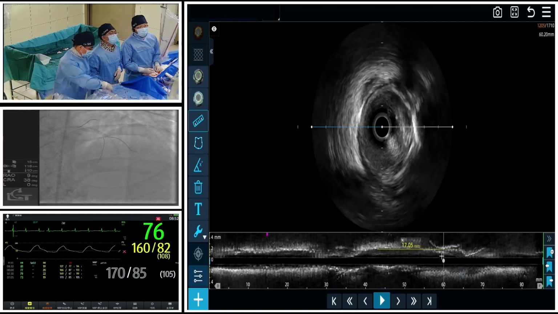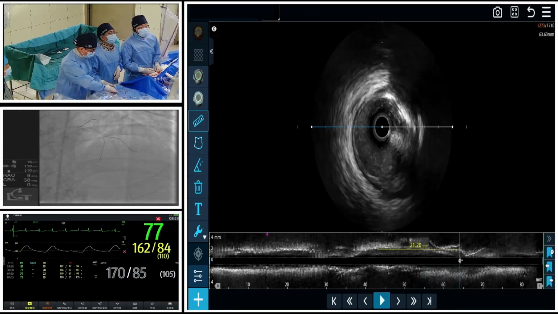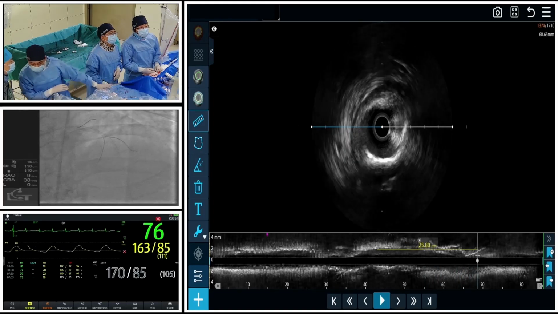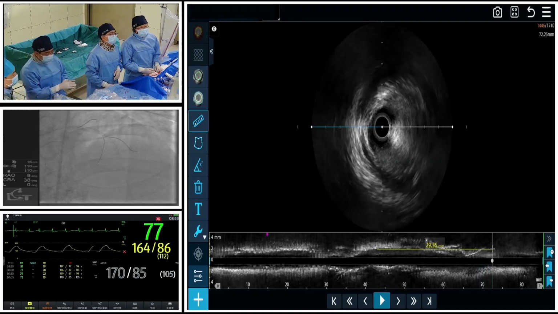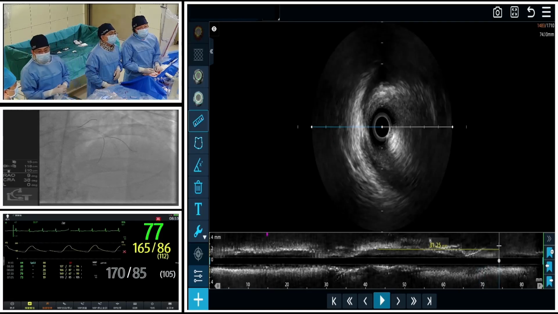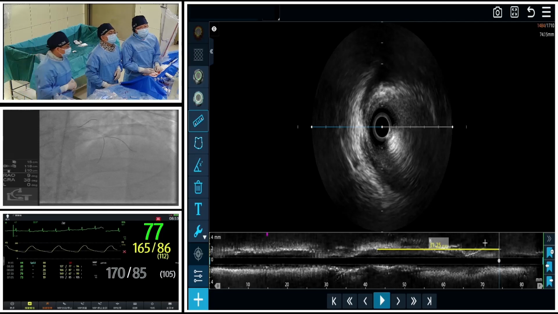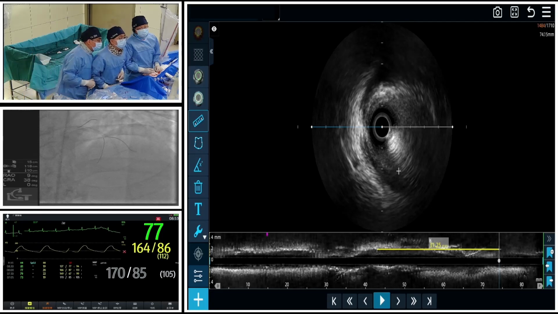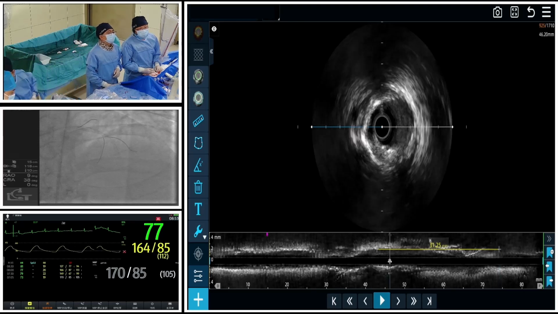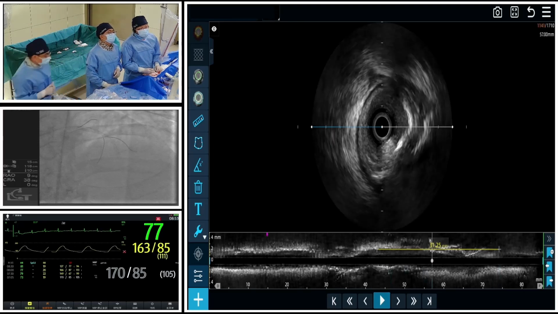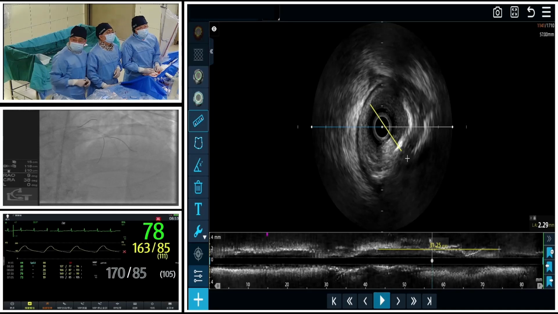Okay, this is the circumflex coming inside. About 30 to 33 in length, with the diameter, let me check, maybe a 3.0, I think is enough. Okay, how about a 33 by 3.0 stent?